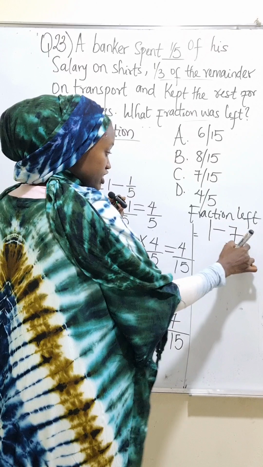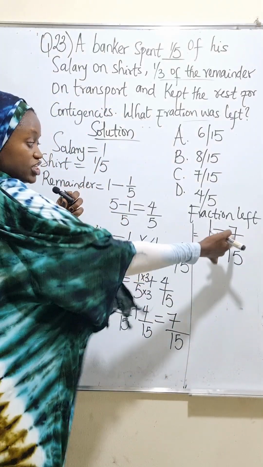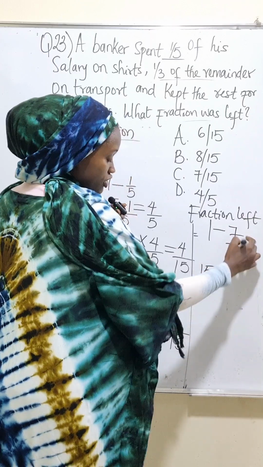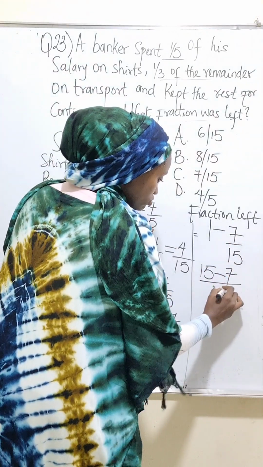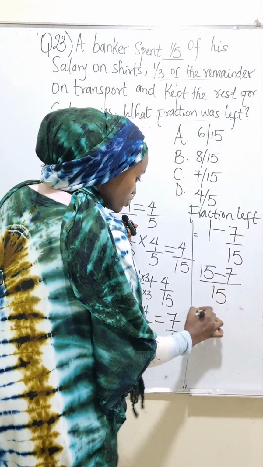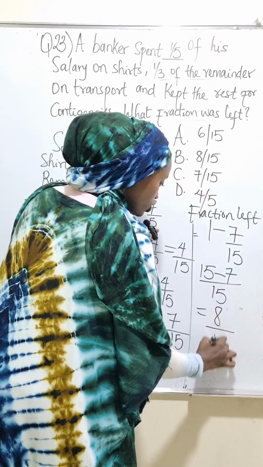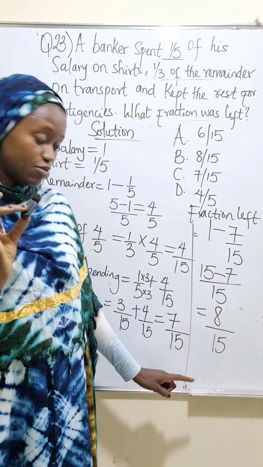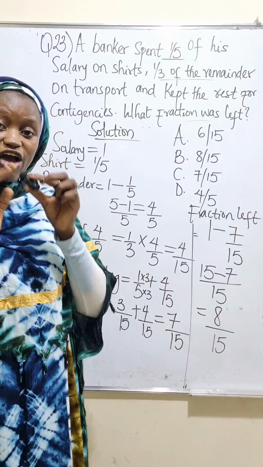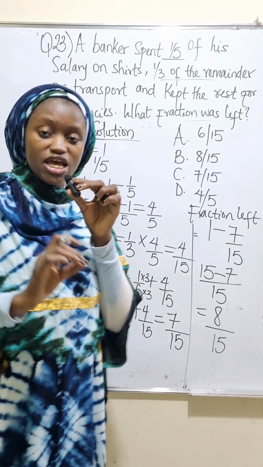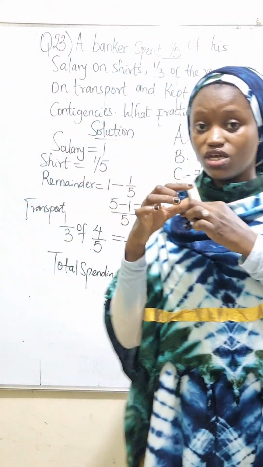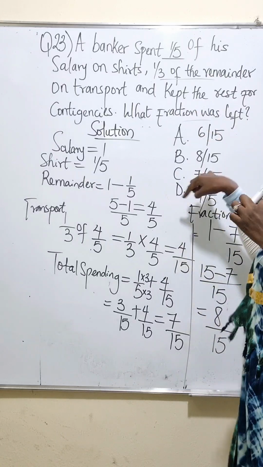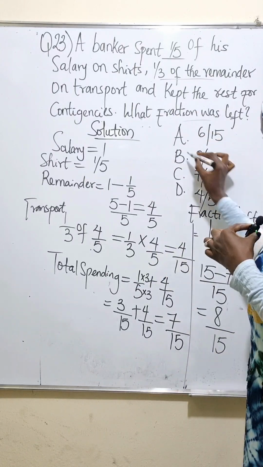So we have 1 minus 7 over 15. We are subtracting a fraction from 1. What happens? This becomes the denominator minus the numerator all over the denominator. So 15 minus 7 gives us 8 over the denominator, which is 15. We can't break this down further. This is in the simplest terms, right? So what it means is that after he bought shirts and also spent money on transport, the fraction left is 8 over 15. Checking from the options given, the correct option is B.